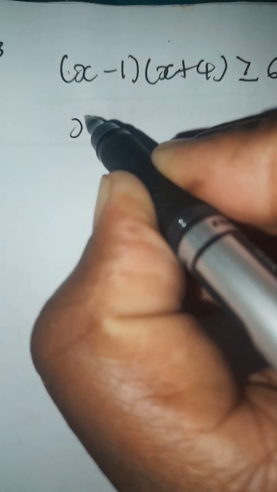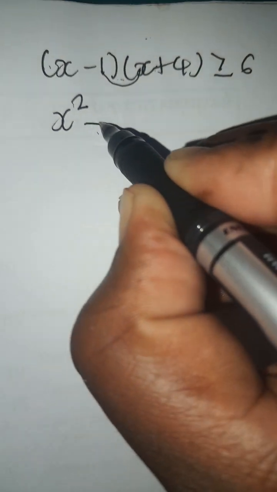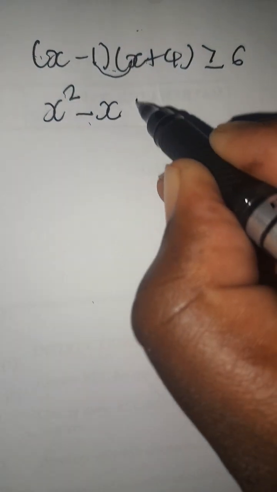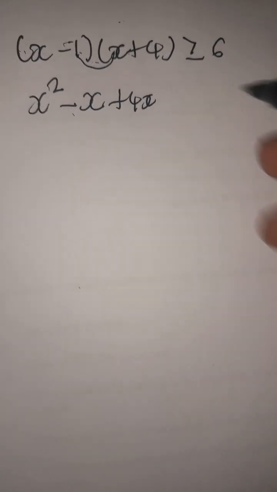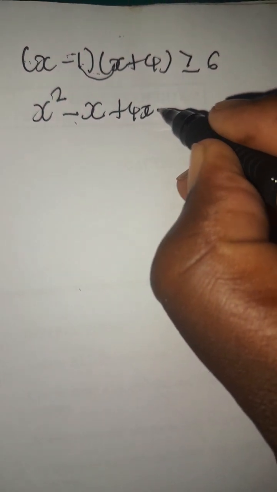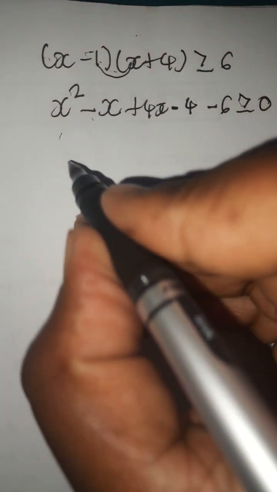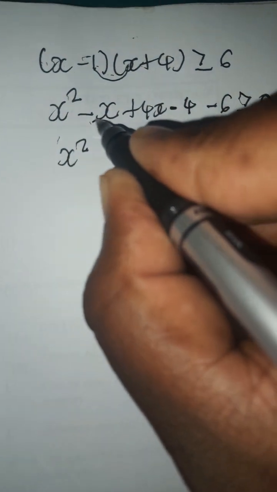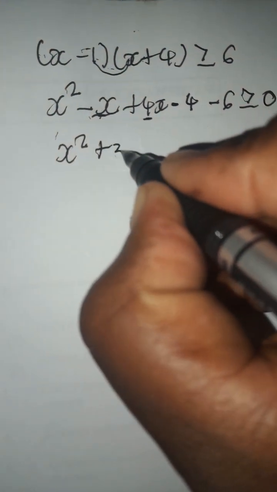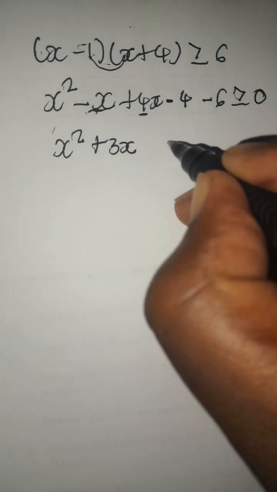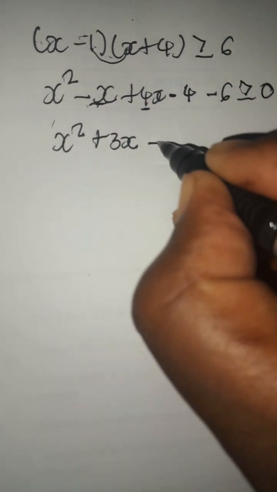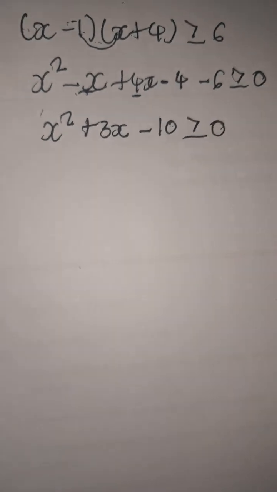So with the FOIL method, we say x multiplied by x, that will be x squared. Then negative 1 multiplied by x, that will be negative x. 4 times x, that will be 4x. Then negative 1 times 4, that will be negative 4. Okay, then let's transpose 6, it becomes negative 6, greater or equal to 0. We equate it to 0 since it's a quadratic inequality. So like terms: negative x plus 4x, that will be plus 3x. Then negative 6 minus 4, that will be negative 10, greater or equal to 0.